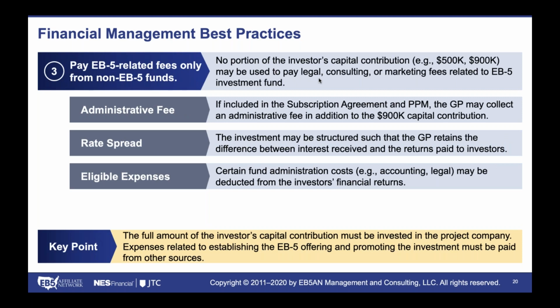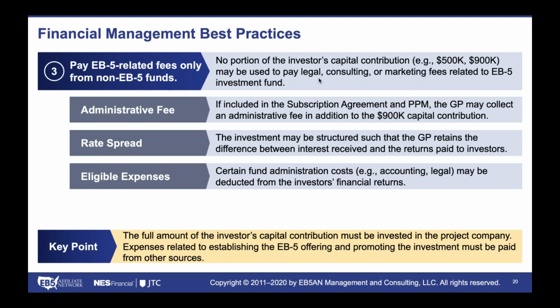One piece that is unique to EB5 is that EB5 needs to be used directly in the project. So we often get the question, can I use EB5 funds to pay for EB5 documentation, to pay other EB5 related costs? And the best practice is no. The money should go directly from the NCE into the job creating enterprise. Every penny of the $900,000 needs to go in, and you should be able to show exactly it going into the job creating enterprise and being spent out of there.